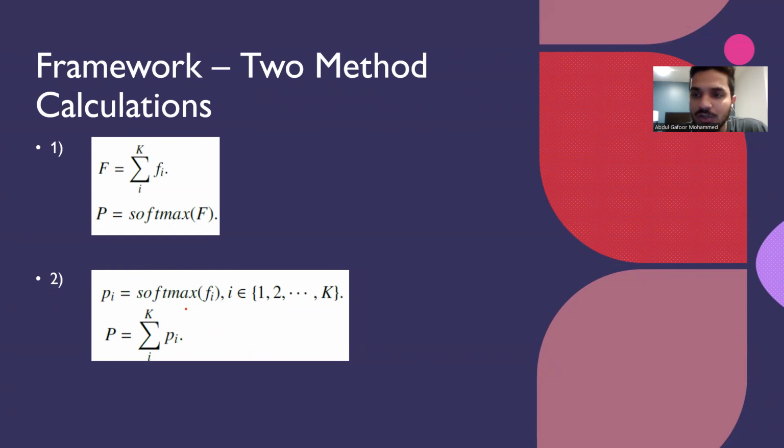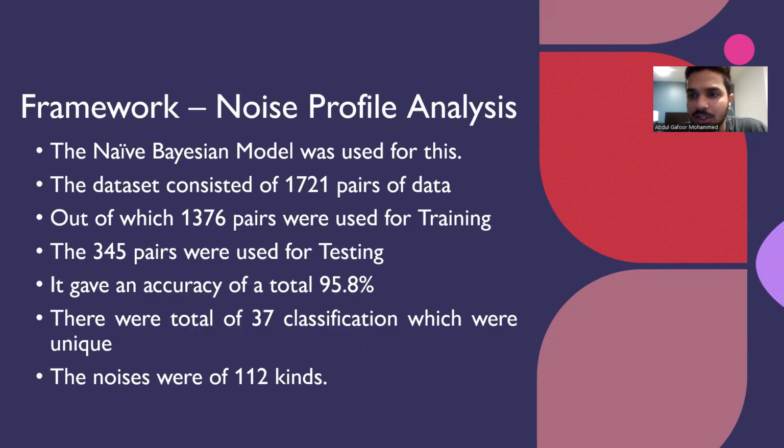These are the two method calculations that were used in the paper for calculating the accuracy. And then moving on to the next step, which is noise profile analysis. Basically in this, the Bayesian model was used, which is good for conditional probabilities with K models. In this particular paper, the dataset used had 1,721 pairs of data, out of which 1,376 were training data and 345 were testing data pairs. The overall accuracy it gave is 95.8%. There were a total of 37 classifications, and all were distinct, all were unique. And in the end, there were a total of 112 kinds of noises.